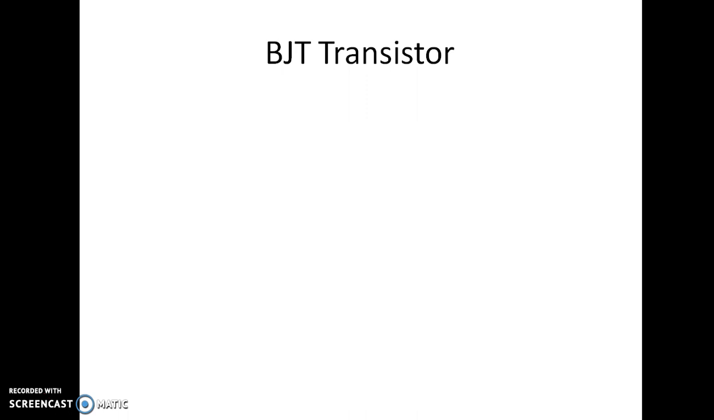Junction, because we know in a BJT there are two types of junction, emitter-base and base-collector. That's why its name is junction. Transistor: transfer resistor means it converts either low impedance to high impedance or high impedance to low impedance. Transfer resistor, transistor.